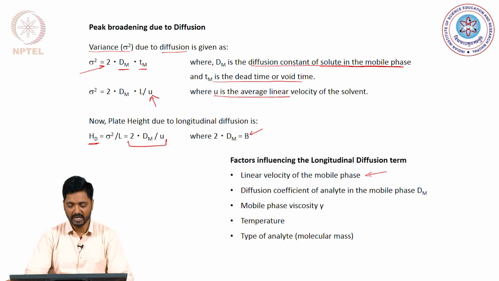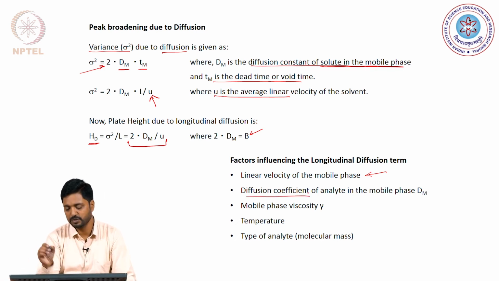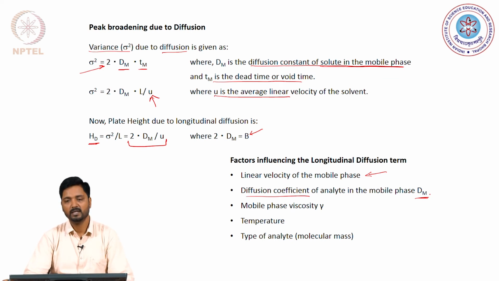Of course, we have already discussed that the linear velocity of the mobile phase is one of the most important factors that control the longitudinal diffusion term, and we have already seen that we need much higher flow rates to achieve the minimal value for this longitudinal diffusion term. Now, it also depends of course on the diffusion coefficient of the analyte in the mobile phase, which we have denoted as Dm. A solute that has a higher diffusion coefficient will diffuse out much faster within the same time frame compared to a solute that has a lower diffusion coefficient in the same mobile phase.